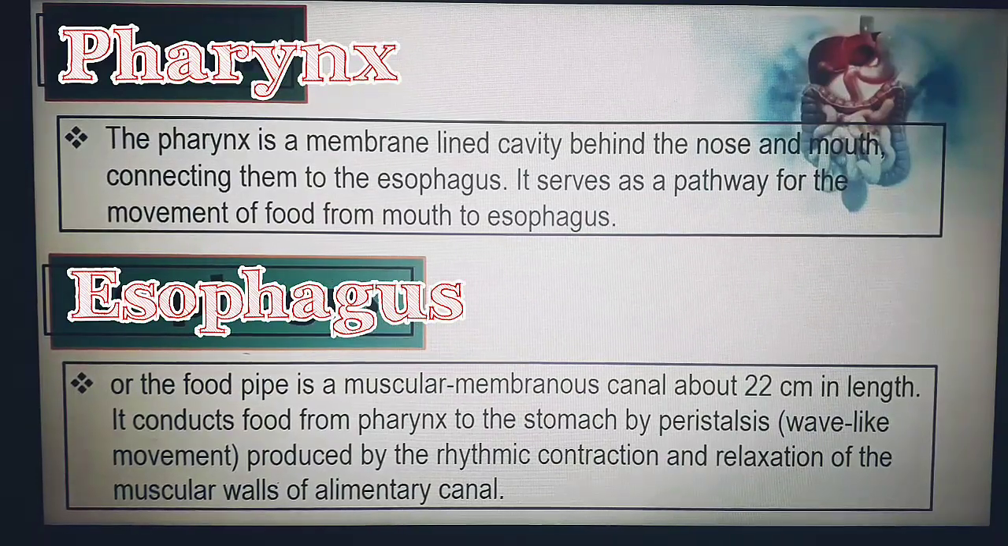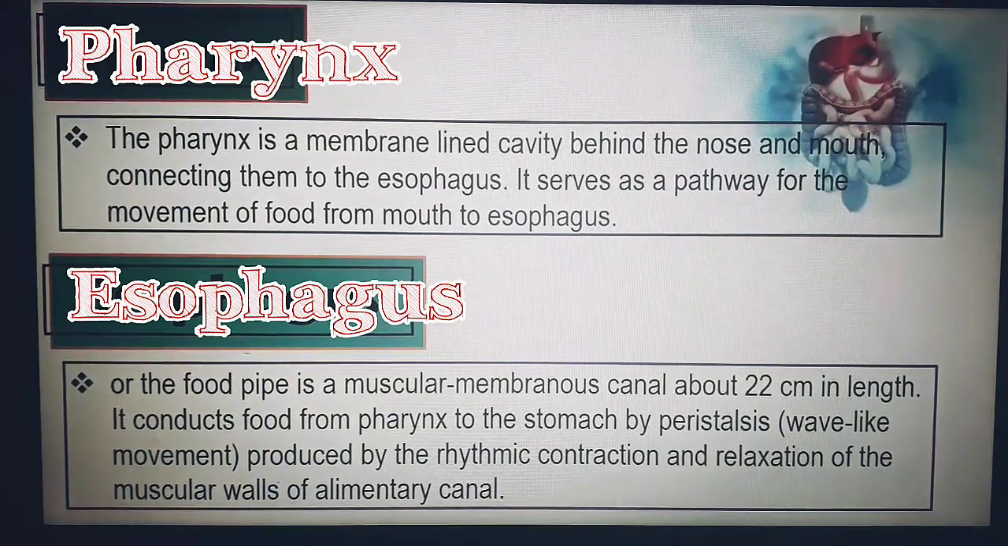Pharynx. The pharynx is a membrane-lined cavity behind the nose and mouth. So this is also found in your respiratory system. It serves as a pathway for the movement of food from mouth to esophagus. You may wonder why sometimes when you eat and then you sneeze, it comes out of your nose. That is because of the pharynx. Your pharynx connects your nose to your mouth, right?